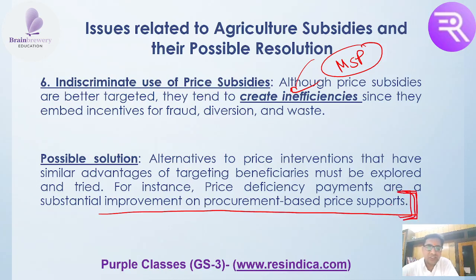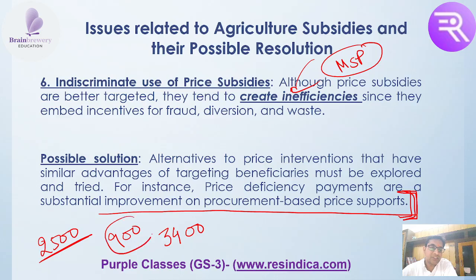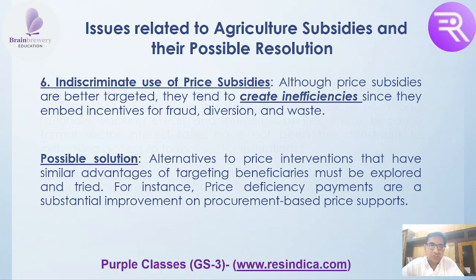Okay, so price deficiency payment means that okay, if in the market something is at 2,500 rupees right now going on, right, and farmer needs at least 3,400 rupees. Okay, so how much? 900 rupees is the price difference. So government has to provide this price deficiency payment. Okay, government should not support the farmer by full minimum support price. Okay, government should support the farmer based on the price deficiency payment. This is what the price deficiency payment is all about.